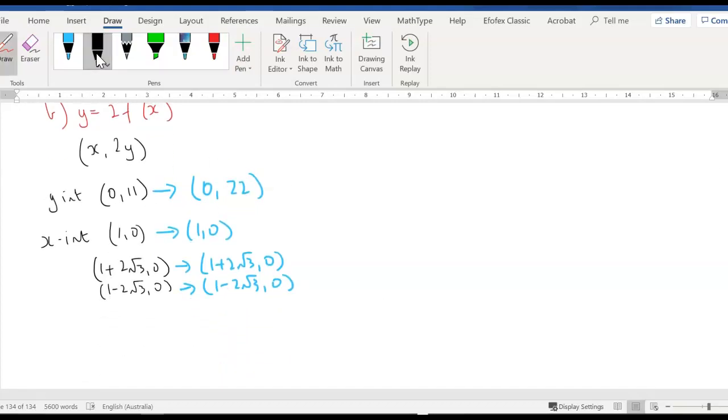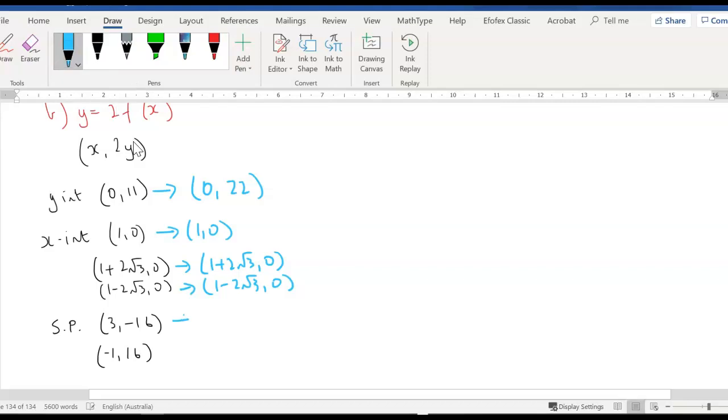Now your stationary points, now I don't have them written down, but I think I can remember what they are. 3, negative 16, and what was the other one? Negative 1, 16. All right, so they now become, so the x stays the same, and negative 16 when you multiply it by 2 becomes negative 32. And then this one here, the x stays the same, and then we're multiplying the y coordinate by 2. All right, so there's all your points.